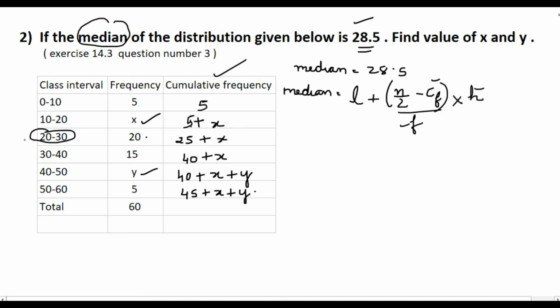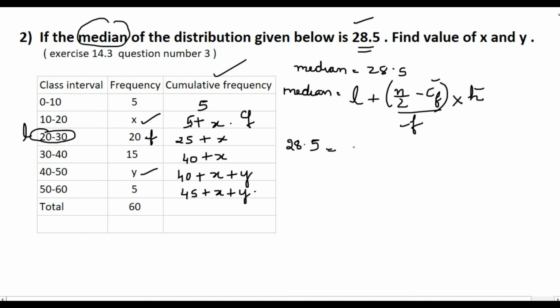So here L is 20, F is also 20, the cumulative frequency is 5 plus x. You should not write 5 alone, you should write 5 plus x, and H is the size of the class interval, that is 30 minus 20, 10. Now we will substitute these values. The median they have already given.